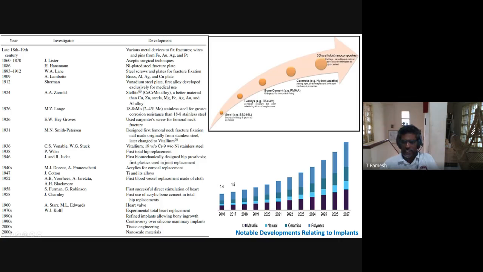Now you can see how different materials are used in various situations. I think polymers and composites are playing a major role and are taking the lead in 2027. It is a projection by WHO, the World Health Organization. It is a predicted result.